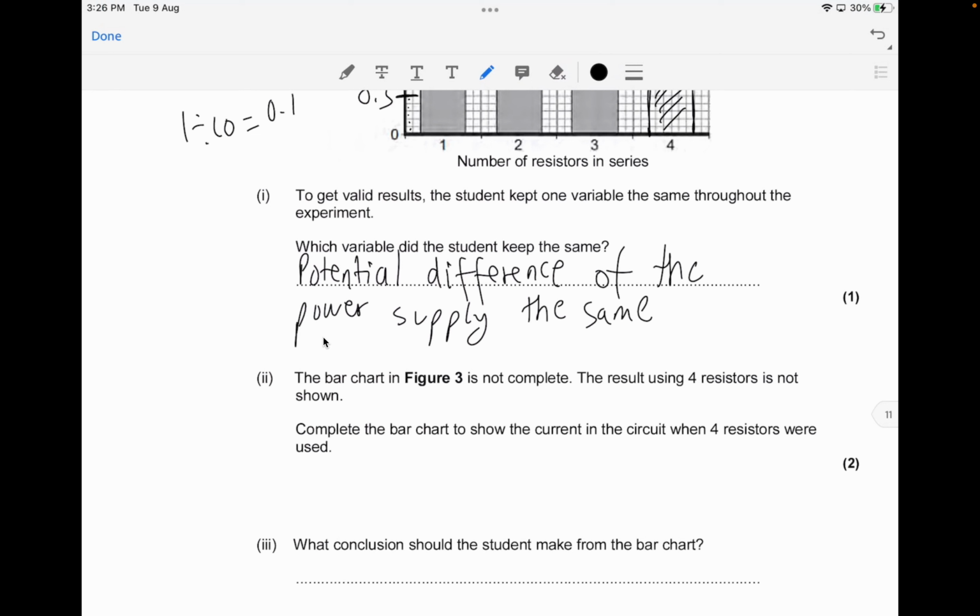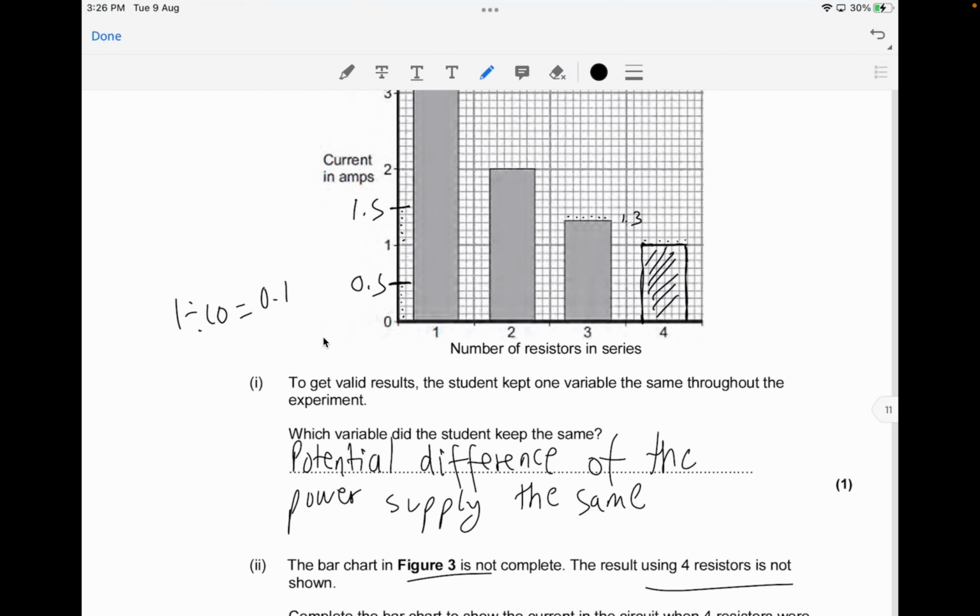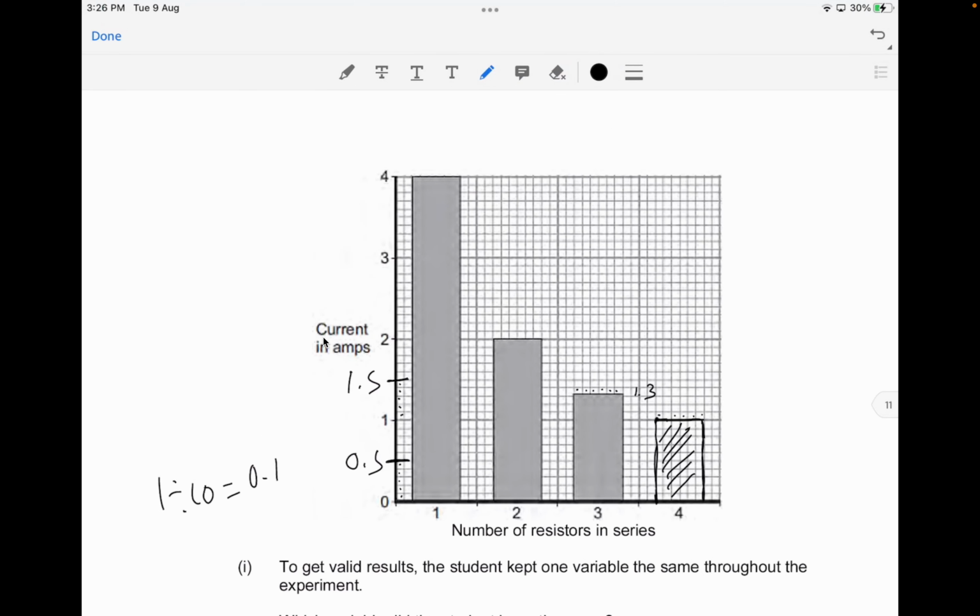Now the bar chart in figure 3 is not complete. The result using 4 resistors is not shown. You have to complete the bar chart to show the current in the circuit when 4 resistors were used. If you can see a trend between the bars, it's that as the number of resistors increases, the current in amps decreases.